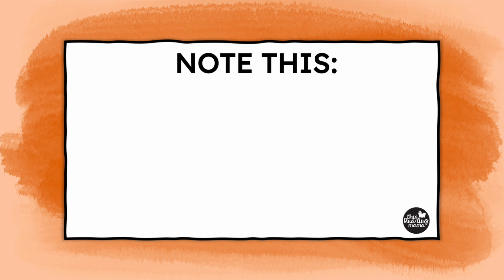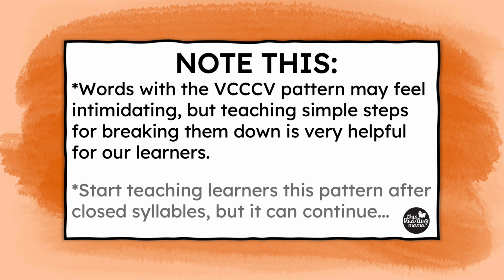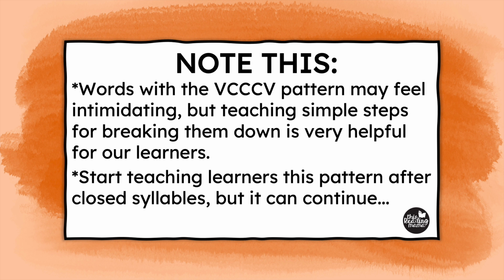So there's a couple things to note here. Words with this pattern may feel intimidating to our readers, but I think teaching these simple steps for breaking them down is very helpful. It can help them feel like they can conquer the word. Many learners will be ready to learn this pattern after they have mastered the closed syllable words with only 2 consonants between them, words like mitten or tennis. But the triple consonant pattern also appears when teaching other syllable types, so we can point them out then too.